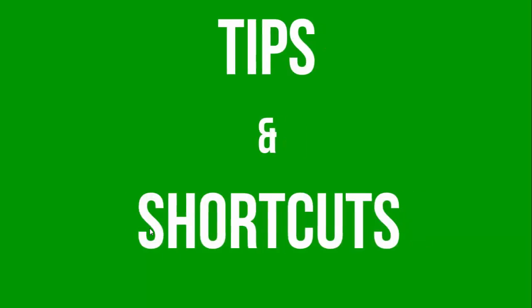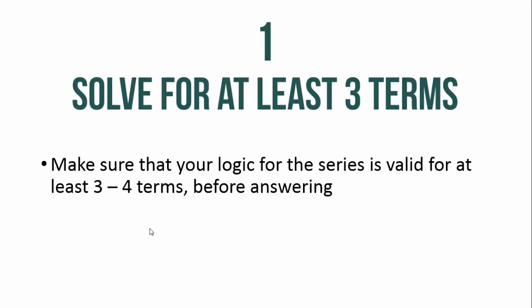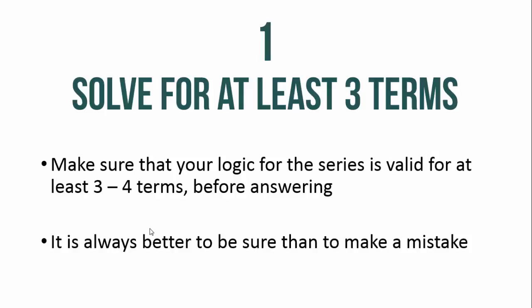Let us look at some tips and shortcuts for solving number series. First, solve a series for at least 3 terms. That is, before you mark your answer, make sure that whatever logic you think the series follows is valid for at least 3 to 4 terms in this series. The IBPS exam has a minus 0.25 penalty for a wrong answer. Therefore, it is always better to be sure of your answer rather than make a mistake. If you don't know the answer, don't answer the question.